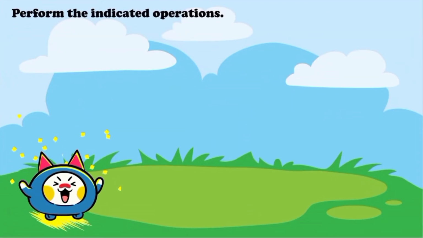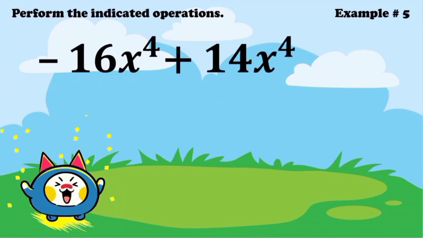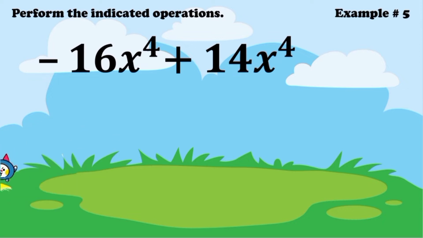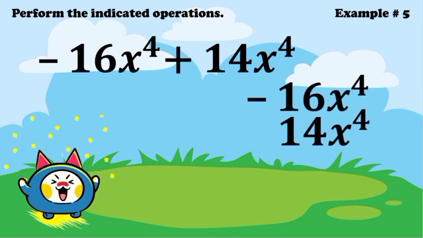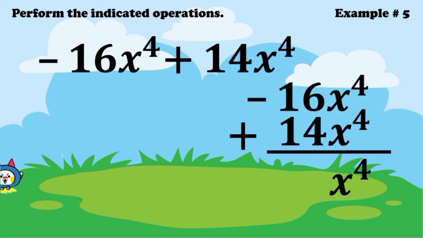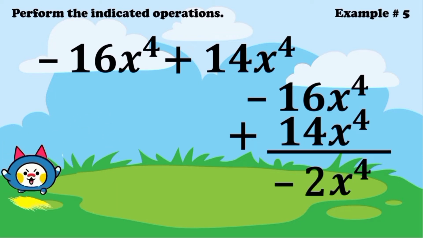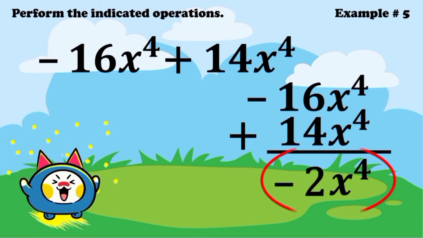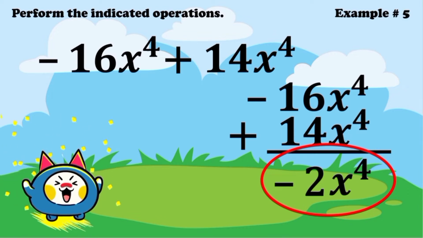Example number 5. Negative 16 x to the 4th power plus 14 x to the 4th power. Again, let's align it vertically. Then proceed to addition. First, copy the literal coefficient. Negative 16 plus 14 is negative 2. Our final answer is negative 2 x to the 4th power.